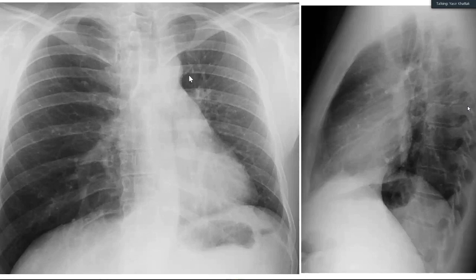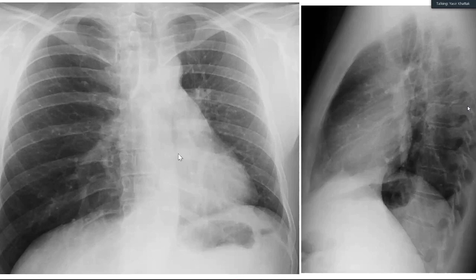There's a discrete left hilar. You see the left main bronchus is slightly straightened and inferiorly displaced. This is the right main bronchus, which is more straight, but the left main bronchus is not in the right position. The hilum seems to be shifted and more straightened.